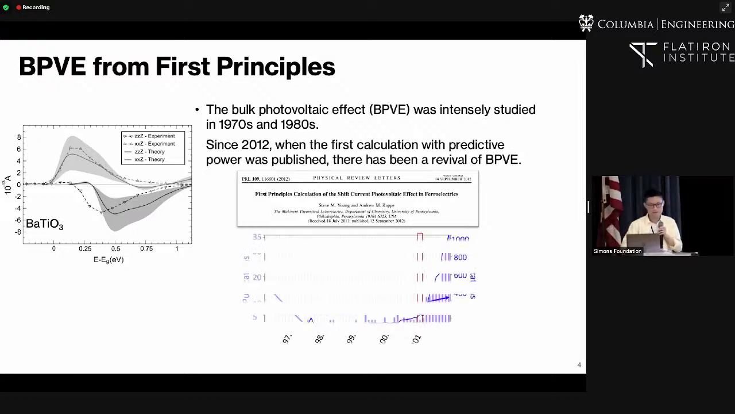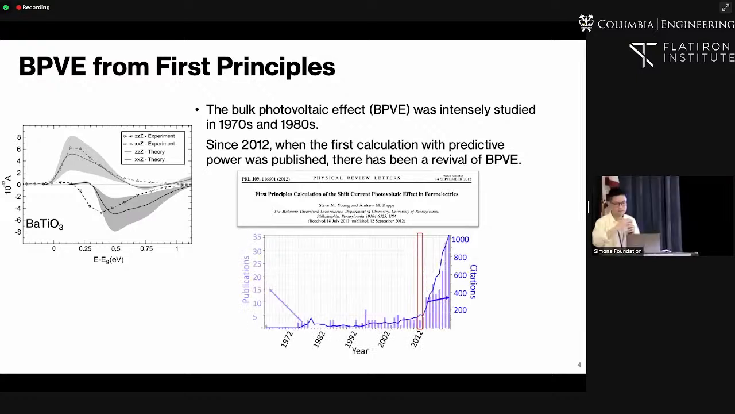And ever since then, you can see an exponential increase of the publications in this area. In 2012, we published this paper, and you can see there's an exponential increase.